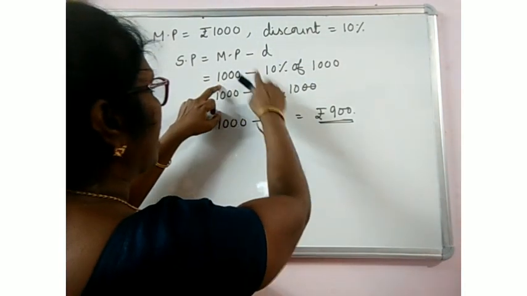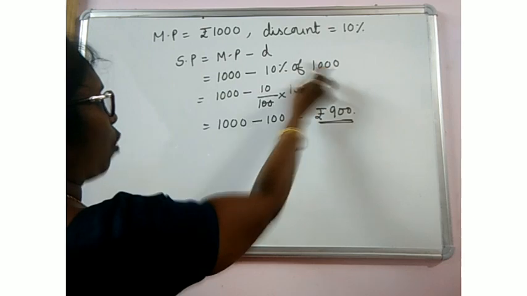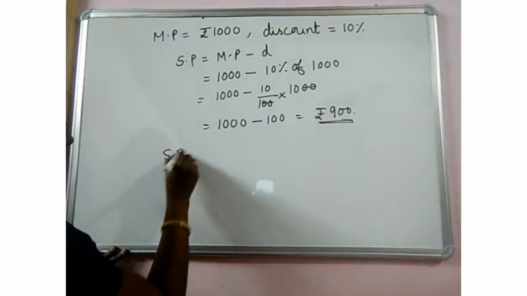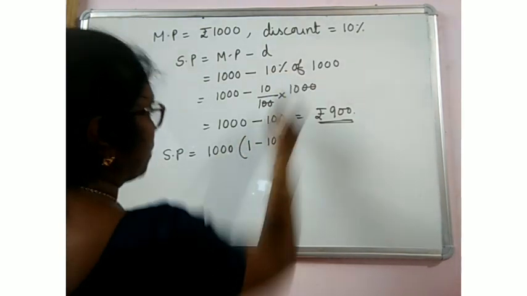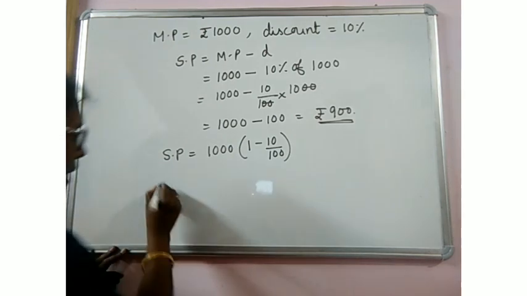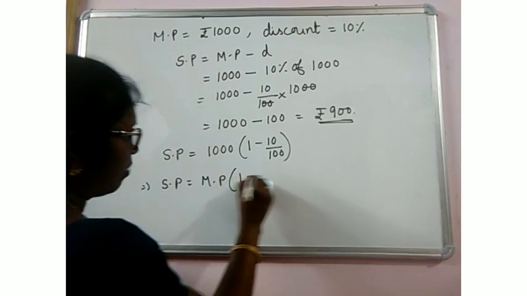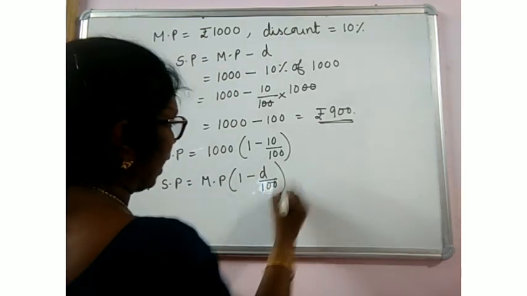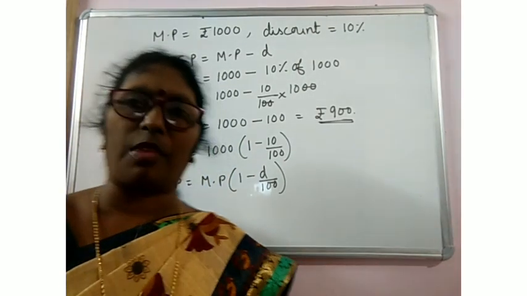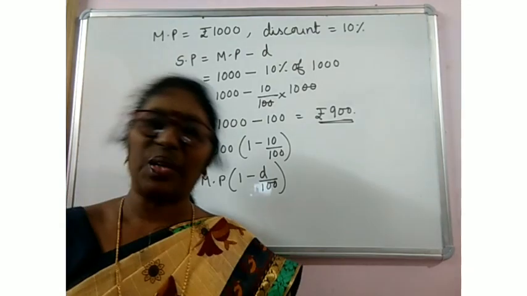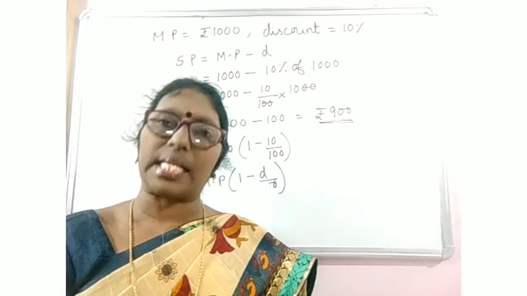Instead of writing 1000 minus 10% of 1000, if you take 1000 common, can't you have 1000 into 1 minus 10 by 100? Yes or no? That means we can say selling price equals marked price into 1 minus D by 100, where D is the discount percent. How much percent will be given, that is D.